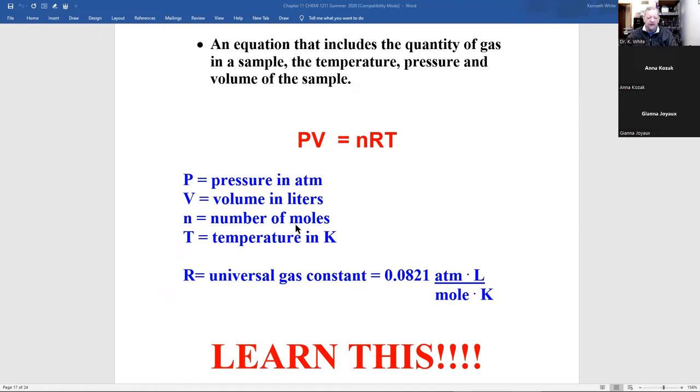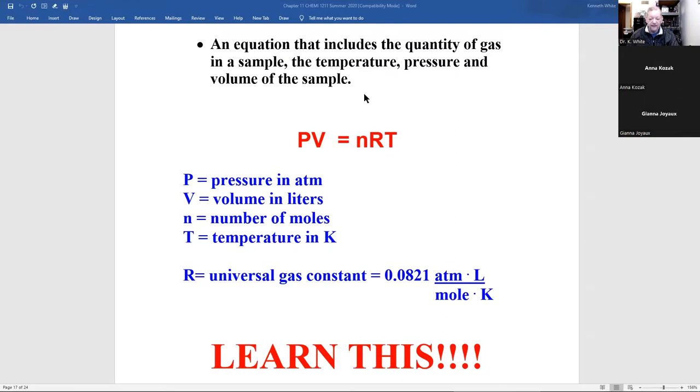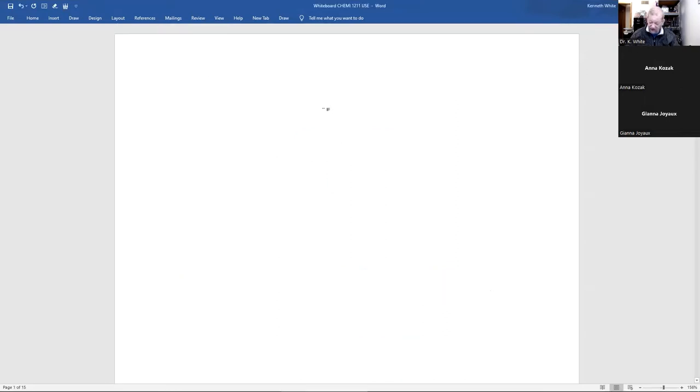Next, temperature. I have never seen a thermometer or temperature gauge in Kelvin. Yes, degrees C, degrees F, but not Kelvin. For this class, like in most science or chemistry, thermometers are in degrees C, which you have to convert. And like I said, the universal gas law constant is this. So let's take a look at the following.